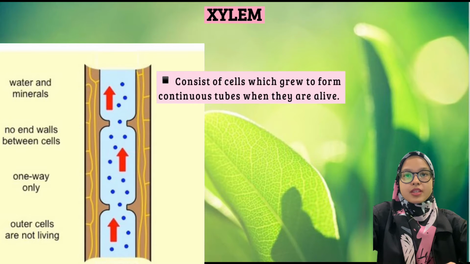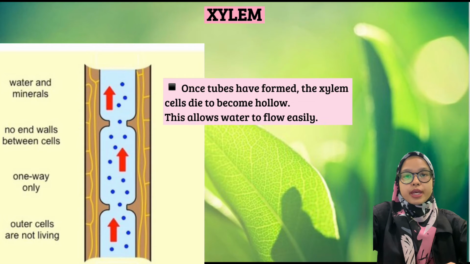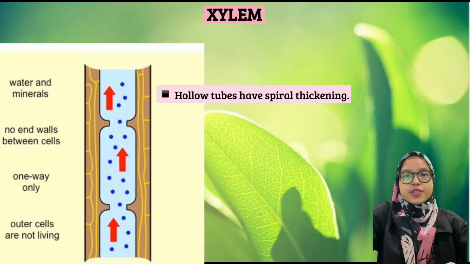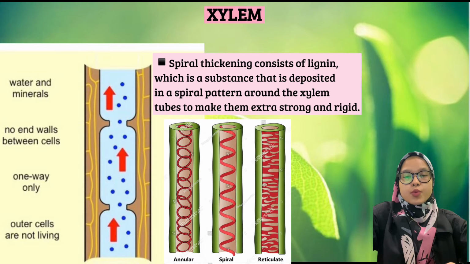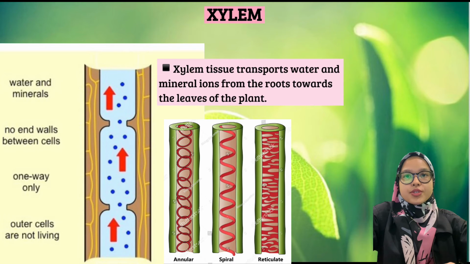What is xylem? Xylem consists of cells which group to form a continuous tube while they are alive. Once the tube has formed, the xylem cells die to become hollow. This allows water to flow easily. Hollow tubes have a spiral thickening. The spiral thickening consists of lignin, which is a substance deposited in a spiral pattern around the xylem tubes to make them extra strong and rigid. Xylem tissue transports water and mineral ions from the roots toward the leaf of the plant.